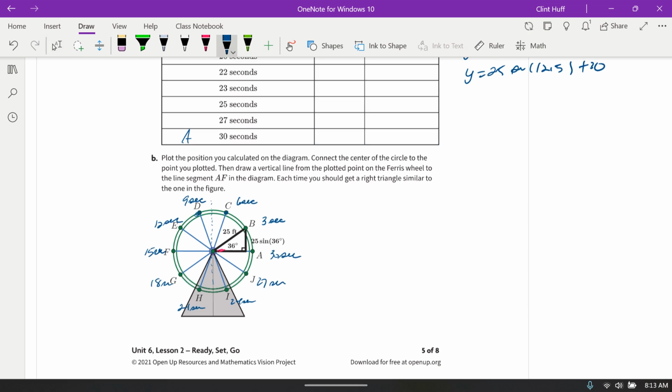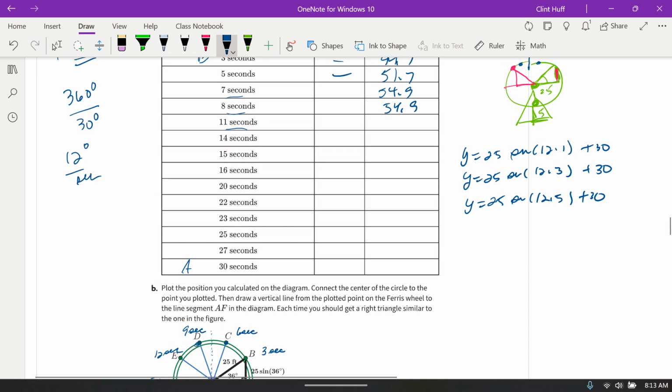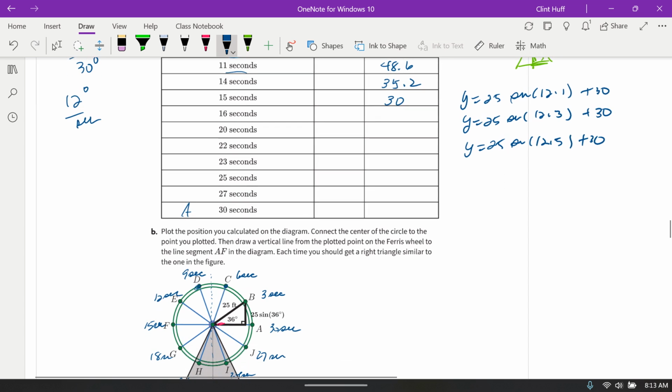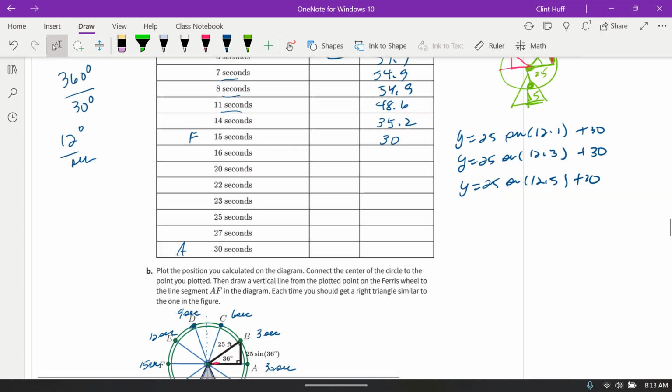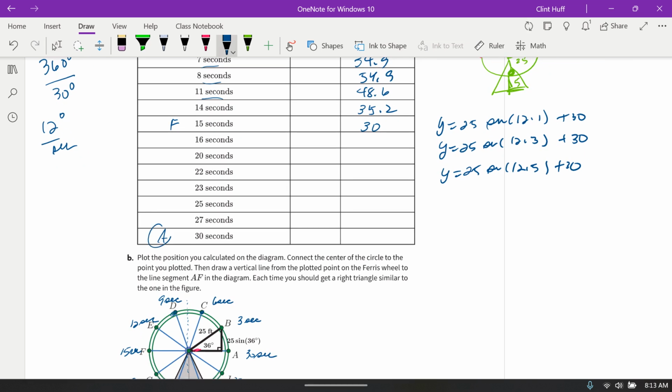There's also some reflective qualities with E and G. Those are points reflected over the line AF. Continuing on with these values, it's 48.6 right here, 35.2 right there, 30. At 15 seconds we've gone halfway around, so we're now at position F, where 3 seconds was position B. When we get back to 30 seconds, we'll be back to position A again.